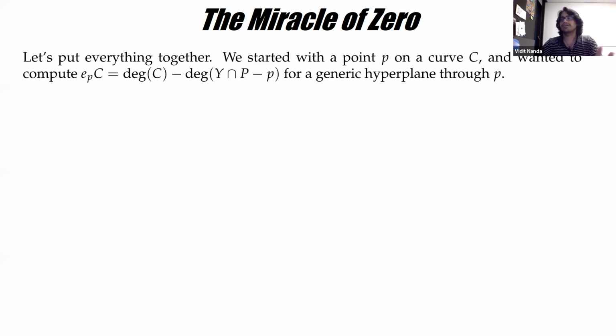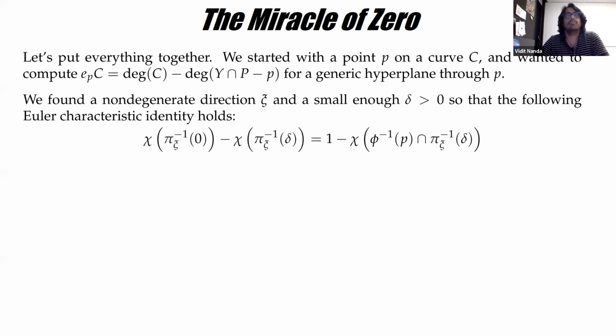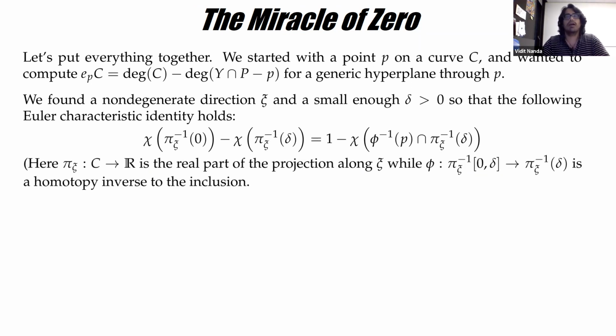So this works, all of this works because we have a 0-dimensional space. I mean, the intersection of the top and the intersection of the bottom are both 0. We started with a point on a curve. We wanted to compute a difference of degrees. And we found a nice direction and realized that this Euler characteristic relationship holds, where we have the real part of the projection along C.